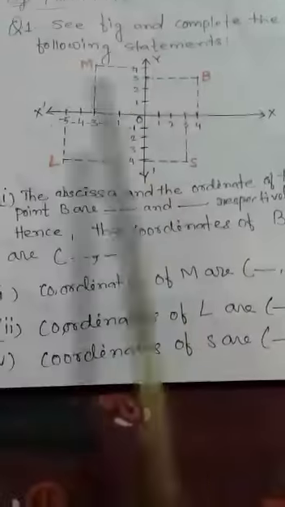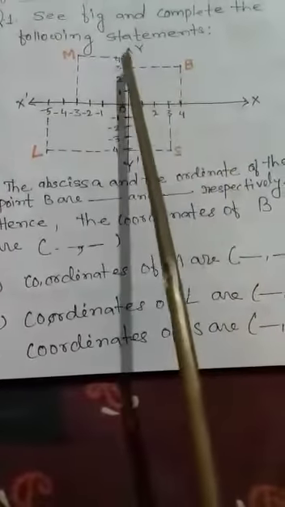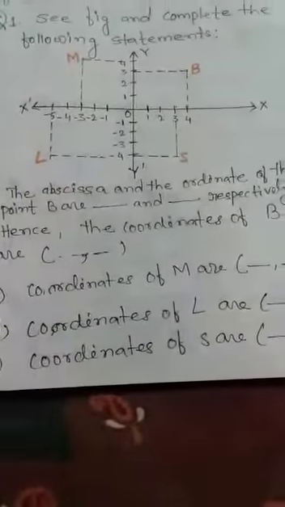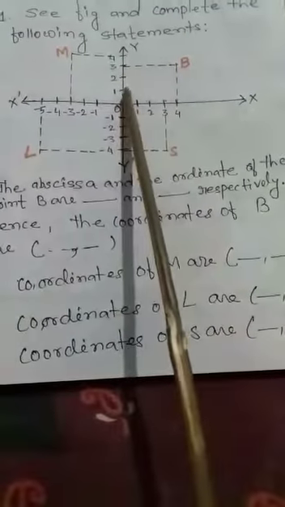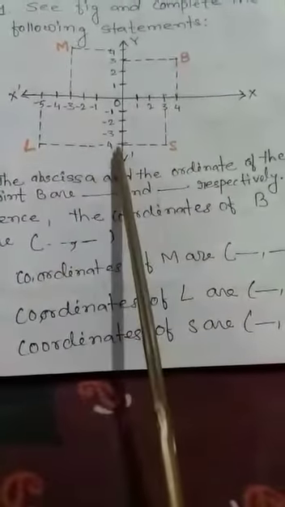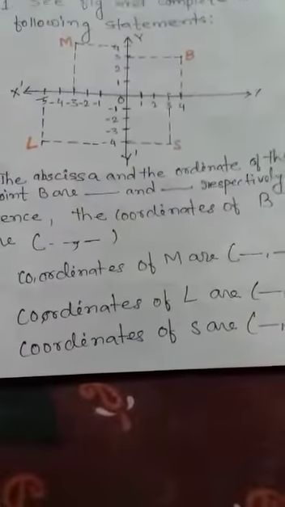Now see, here I have drawn a graph, a horizontal line and a vertical line. I told you this horizontal line is called what? X-axis, and this vertical line is called what? Y-axis. Now see here, I have represented all the coordinates as B, M, L and S. Now you can see this is the positive part, this is also positive, negative and negative. Okay, now you have to see how we will plot all the values.